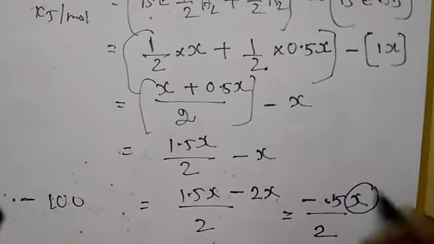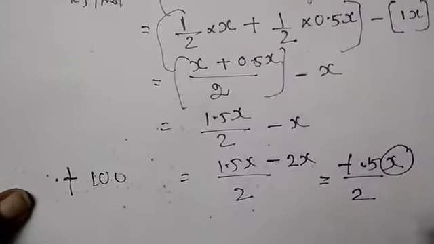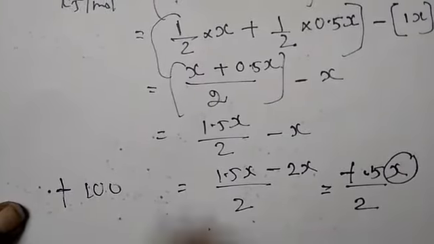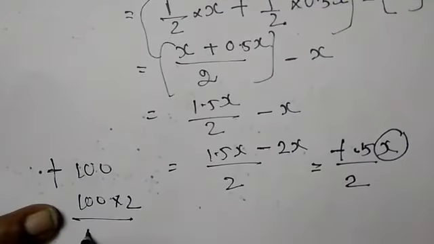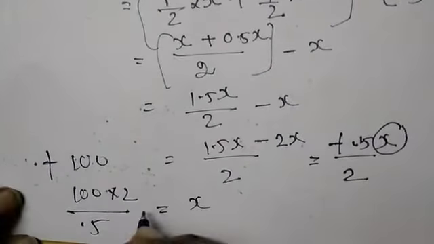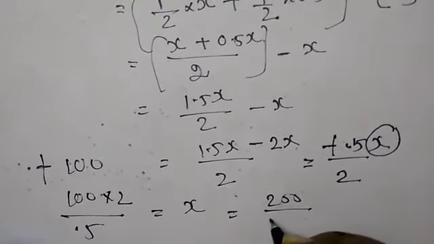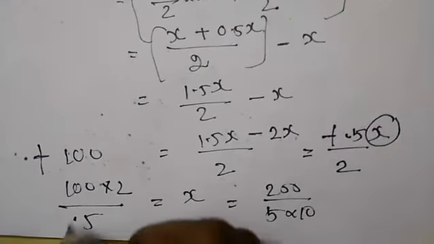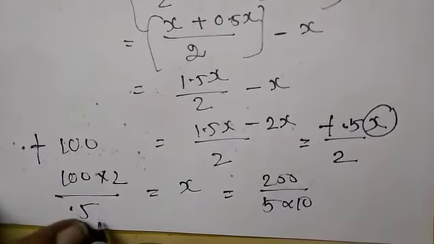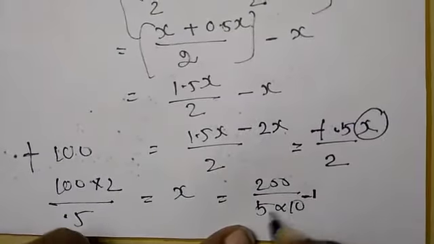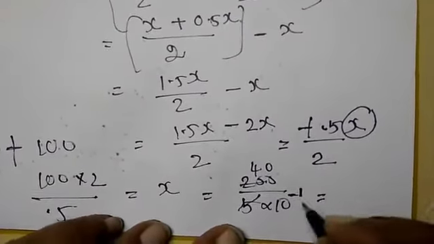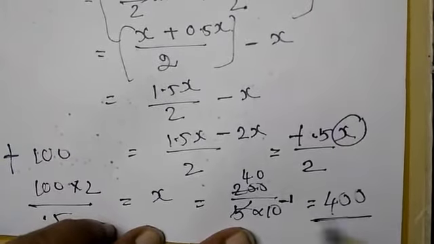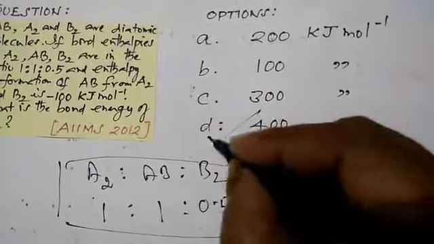We want only x. So the minus signs get cancelled on both sides. Bring the 2 here. That is 100 into 2 divided by 0.5 is equal to x. 100 into 2 gives 200, divided by 5 into 10. The decimal I am bringing here, so now multiply and divide, so this gets cancelled. 40 and it becomes 10 to the power, so your answer is 400. Let us see the answer. Your option D is 400.